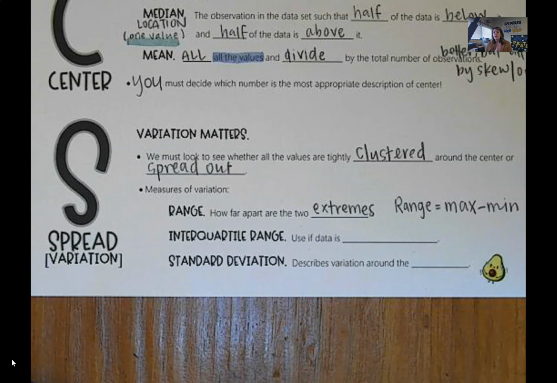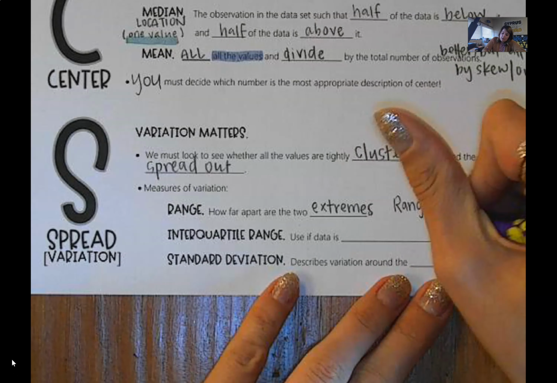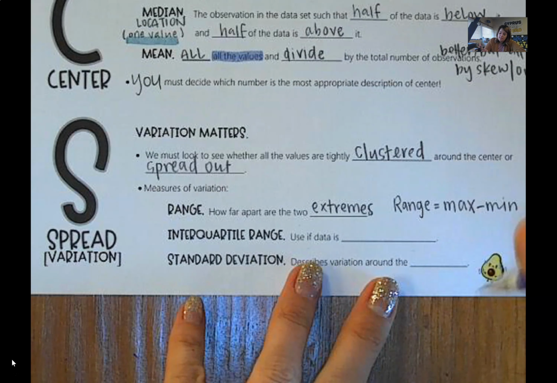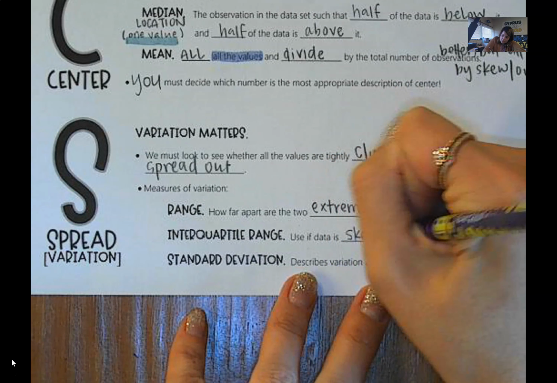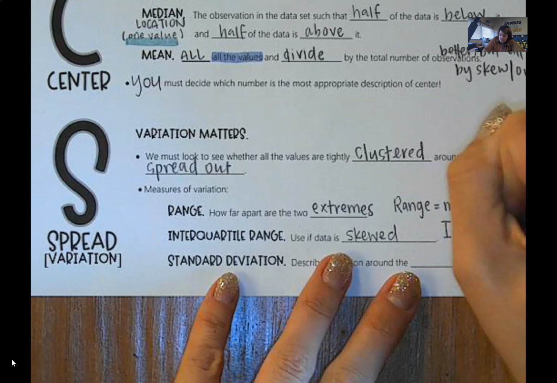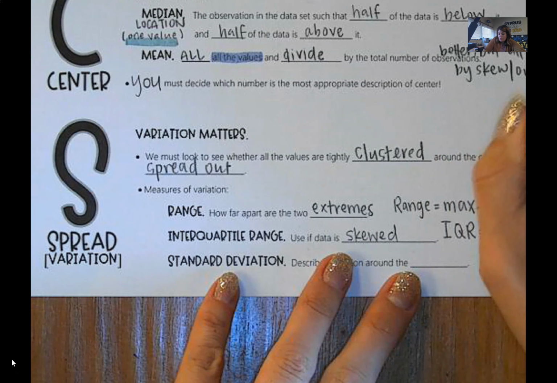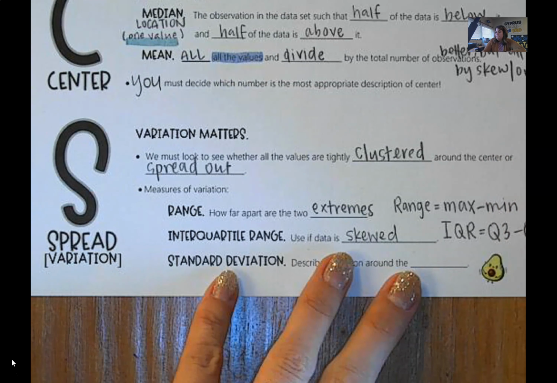So you want to look at the spread, and one of the measures can be the range, and the range does give helpful information. The other measure of spread is the interquartile range. You want to use this if the data is skewed. We use this if the data is skewed, and we recently learned this. This is IQR equals quartile 3 minus quartile 1.